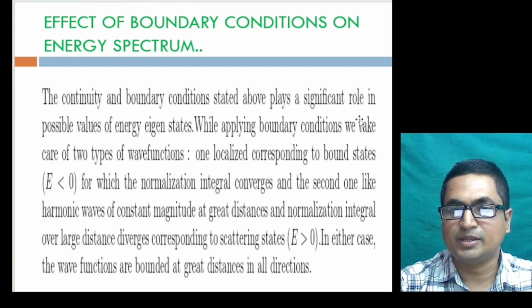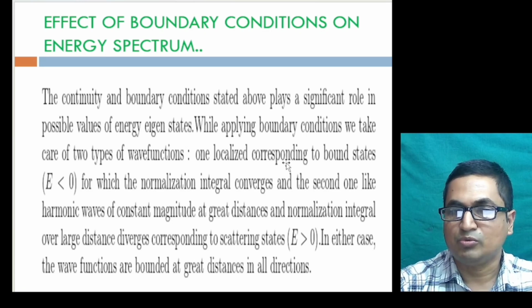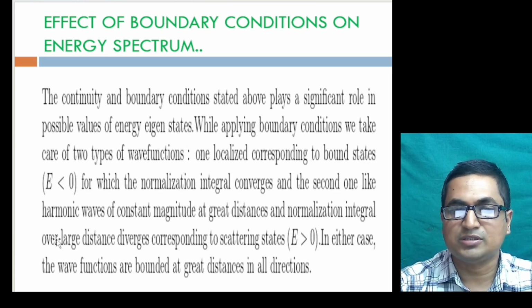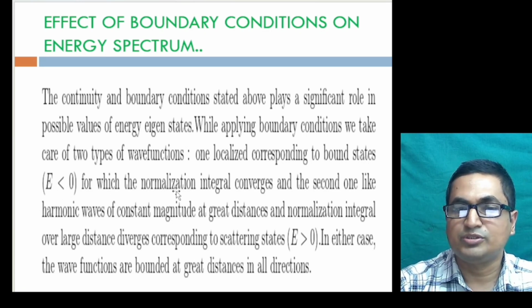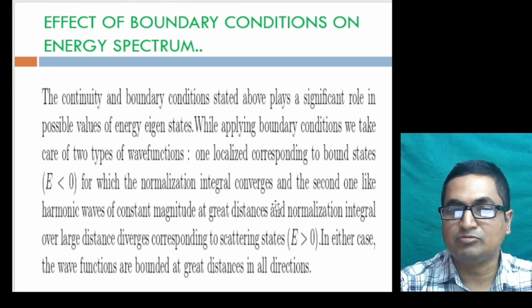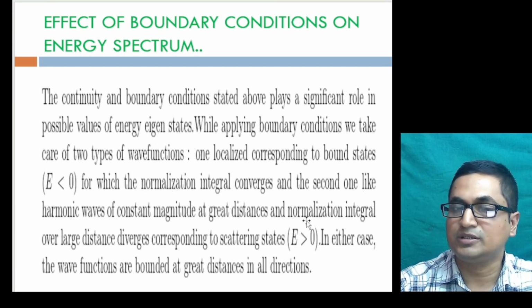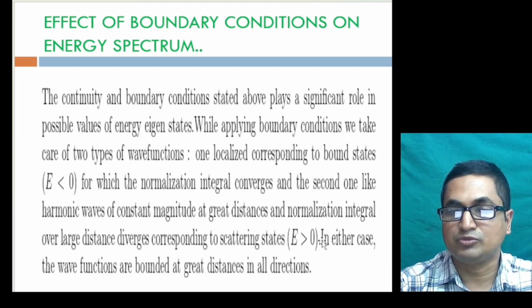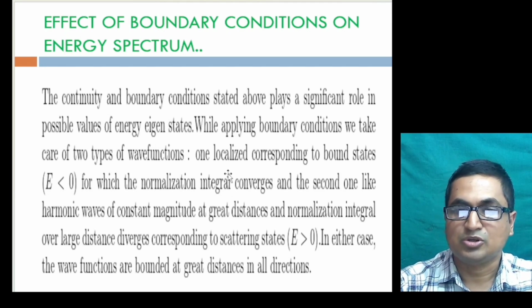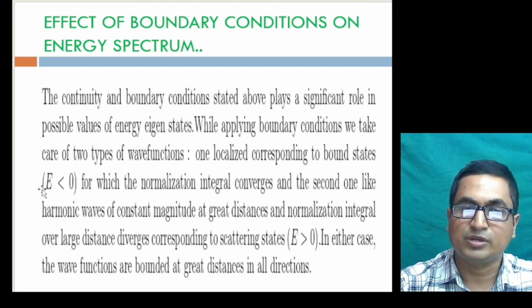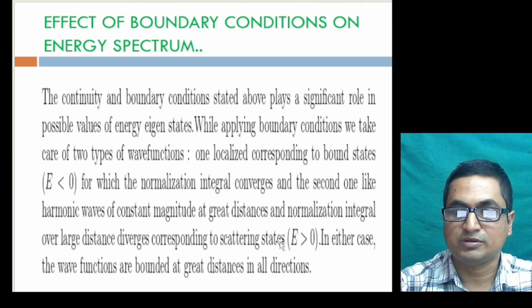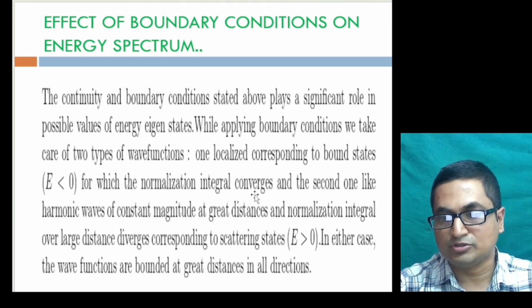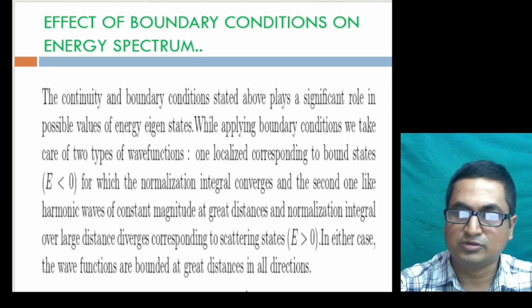Also remember that by applying the boundary conditions, we take care of two kinds of wave functions. One is localized, corresponding to bound states, that is energy less than 0, for which the normalization integral converges. The second is like the harmonic waves of constant magnitude at great distances, where the normalization integral diverges at large distance, corresponding to scattering states. Scattering states are represented by higher positive energies, and bound states by negative energies. So these boundary conditions are applicable for bound states as well as scattering states. With more applications of the Schrödinger equation, we can understand all these things.